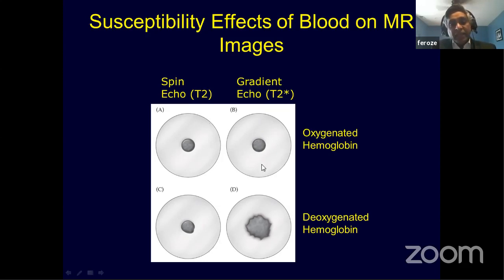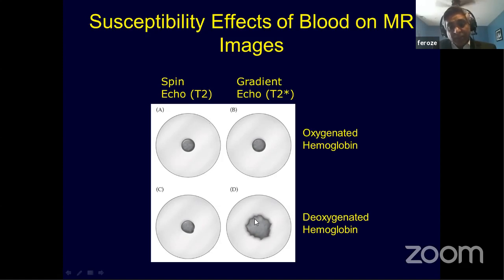If you look at the oxygenated hemoglobin, it's very uniform. There is no disturbance of these protons because it is, as I mentioned before, diamagnetic. However, if you look at the bottom row, the test tube, the deoxyhemoglobin actually leaks outside, which basically is a drop in signal intensity.